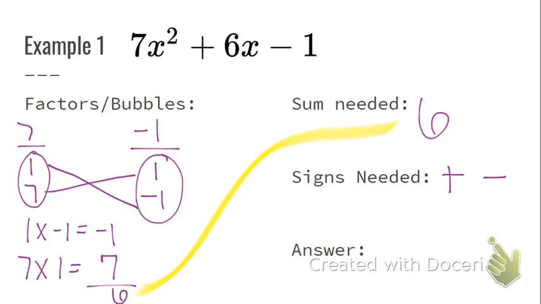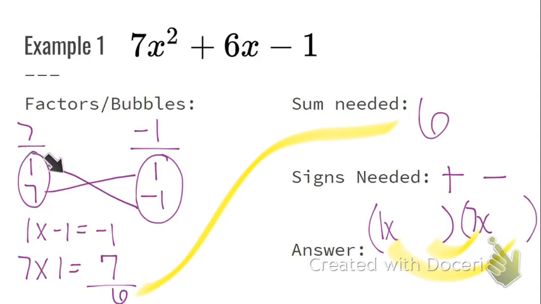All right, the last thing we need to do is write our answer. So we need two binomials. Remember, the first bubble tells you what goes in the front of each of these. So in the front, I need a 1x and a 7x. Then we can use our little smiley face and nose to remember how these get connected.